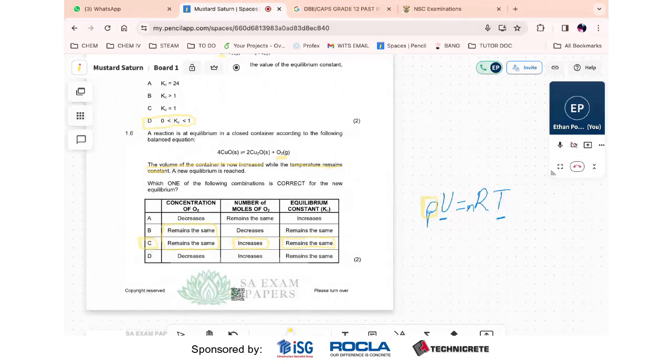So the equilibrium constant doesn't really change because the concentrations all remain constant. And if you remember from the previous question, the equilibrium constant is related to concentration. All right.